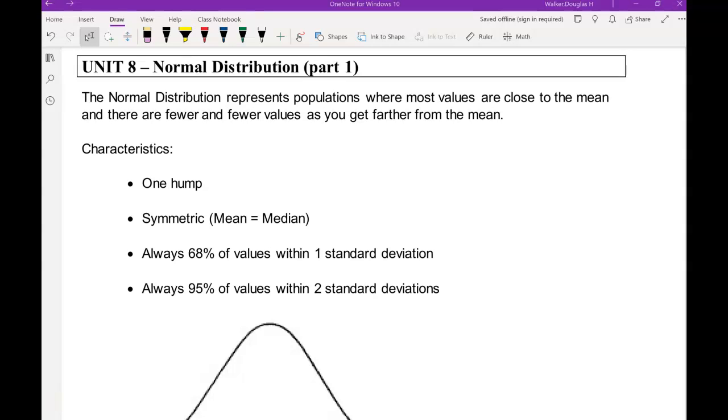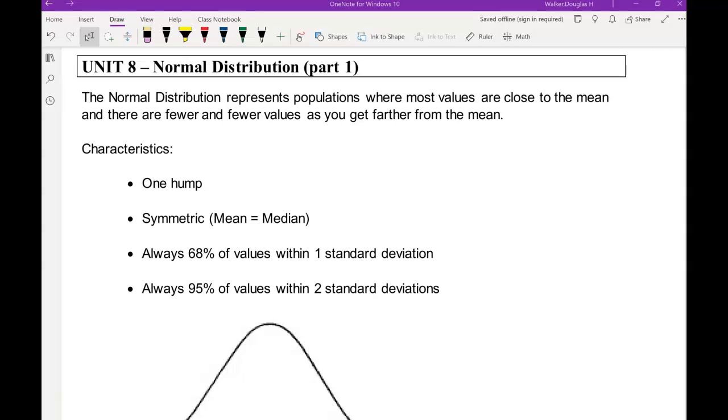In this video, we're going to discuss the normal distribution. A normal distribution represents populations or groups of data where most of the values are going to be near the mean, and the farther away you get from the mean, you're going to run into fewer and fewer values.